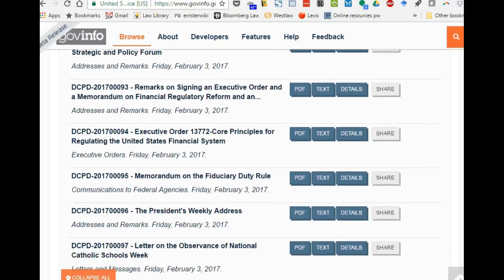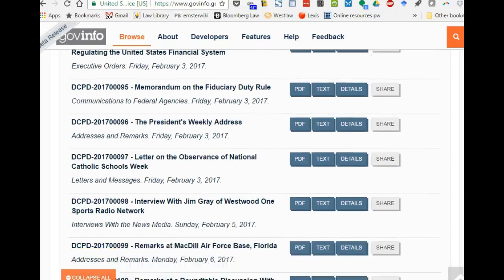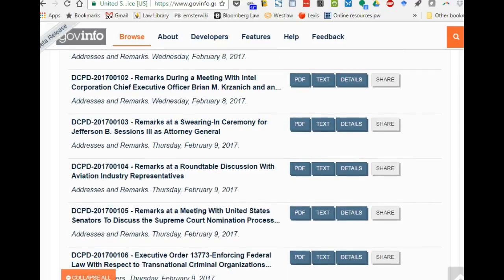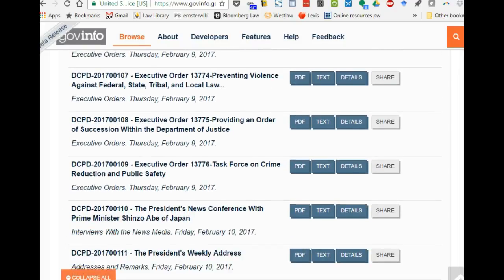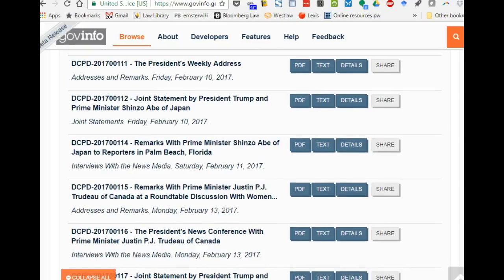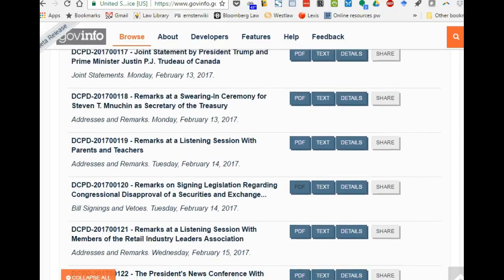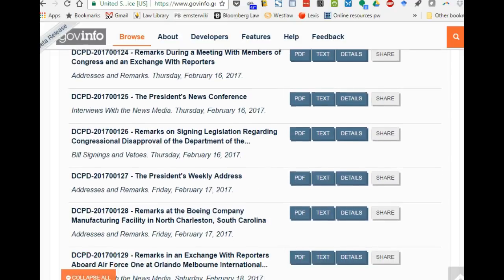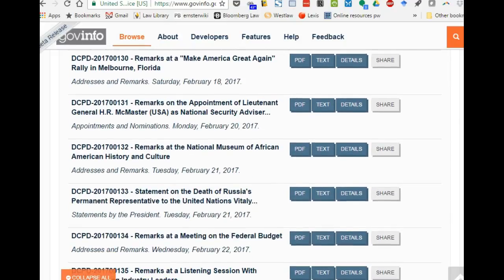So we've got executive orders, we've got remarks, we've got signing statements, letters and messages, addresses and remarks, and eventually more statements, and if we scroll down in here somewhere or other, we will also find memoranda. So obviously the compilation of presidential documents compiles these various presidential documents. So that's the official place to find presidential documents.